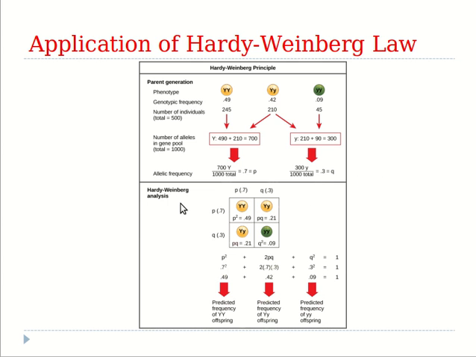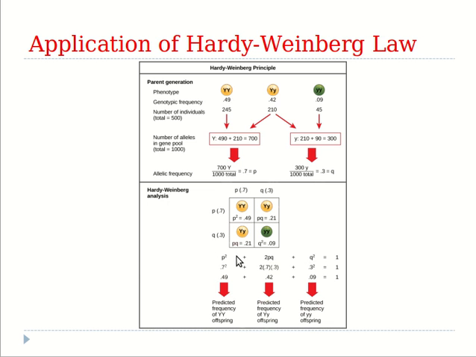Now coming to the Hardy Weinberg analysis. As per Hardy Weinberg equilibrium, since we have already found p plus q is equal to 1, obviously (p plus q) the whole square should be equal to 1. (p plus q) the whole square is p square plus 2pq plus q square. Clear?